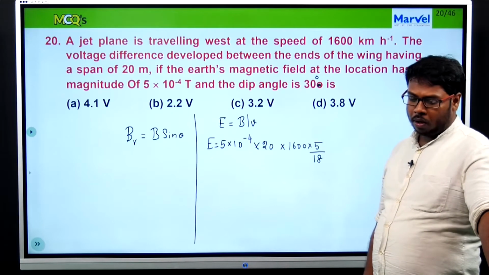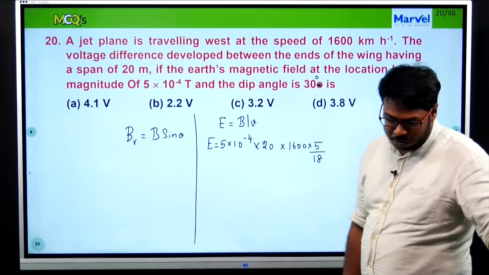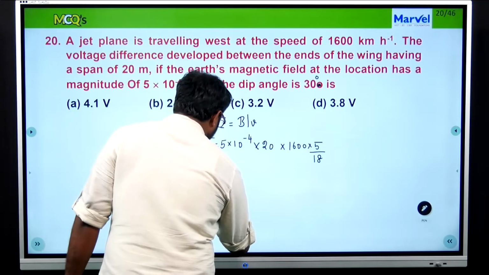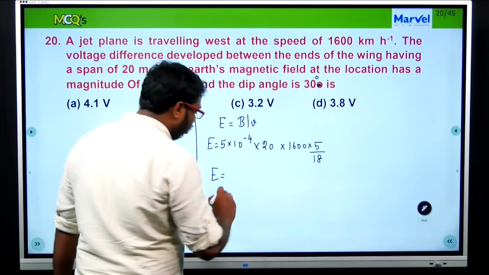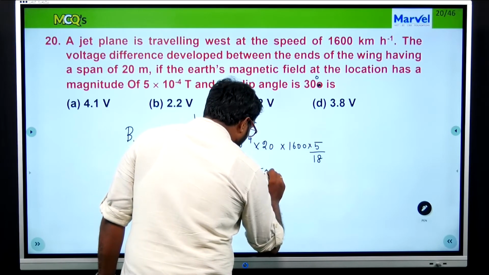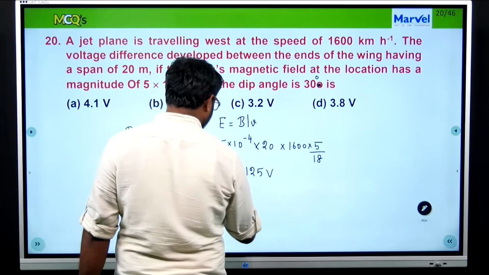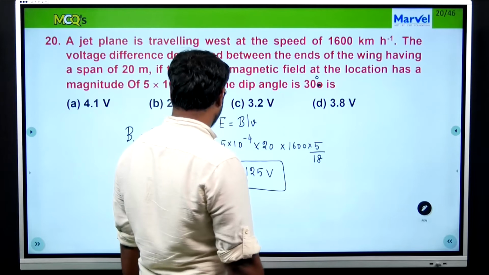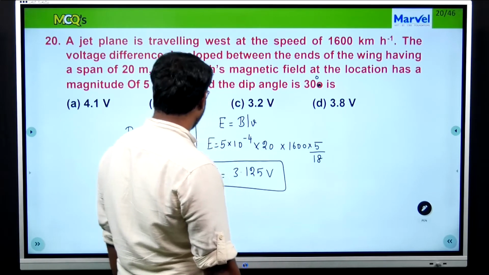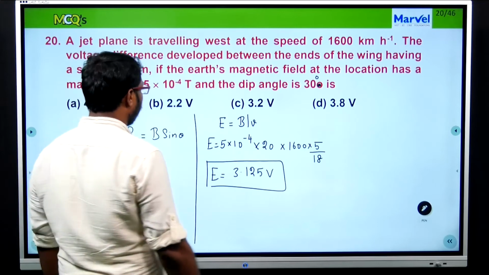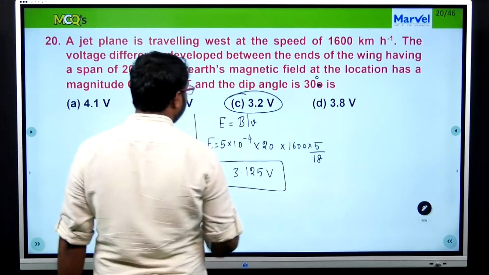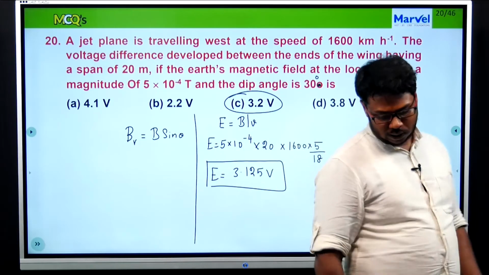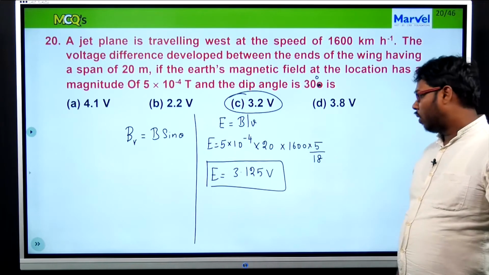To find E in the first place, I will do all the calculations that are necessary. If I do all these calculations, what I am getting is 3.125 volt. 3.125 volt is what I am getting, right? So with this I can say that we are close to our option C. We are much closer to our option C, and that is our answer.